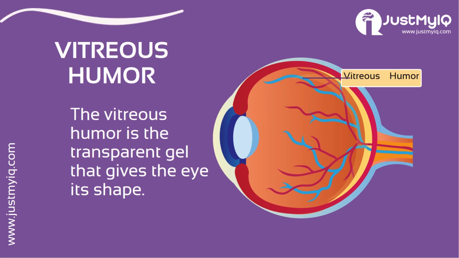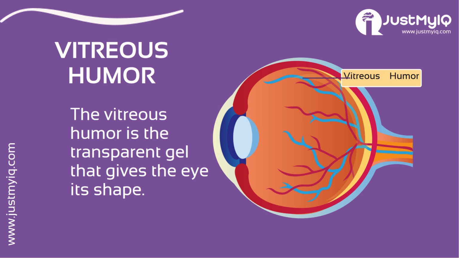Sixth part is vitreous humor, the clear jelly. Most of the eyeball is filled with a clear jelly-like substance called the vitreous humor. It sits between the lens and the retina in the large space at the back of the eye. The vitreous humor has three important functions.